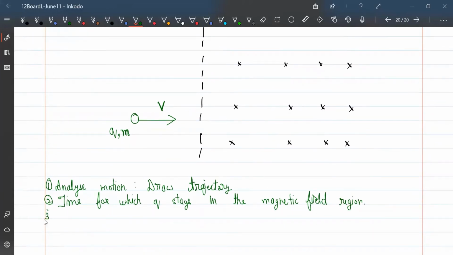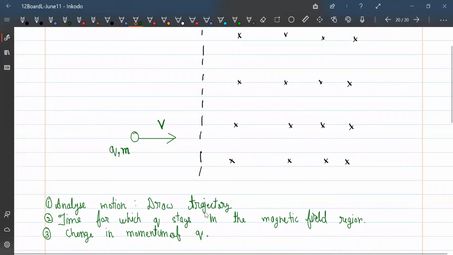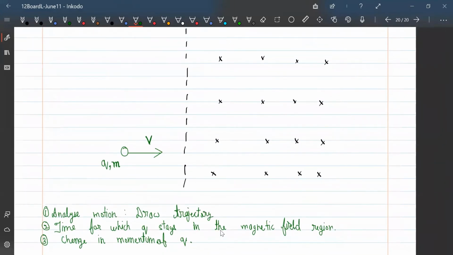Then you have to find the change in momentum of charged particle Q. Solve this. Think about how the motion will happen.